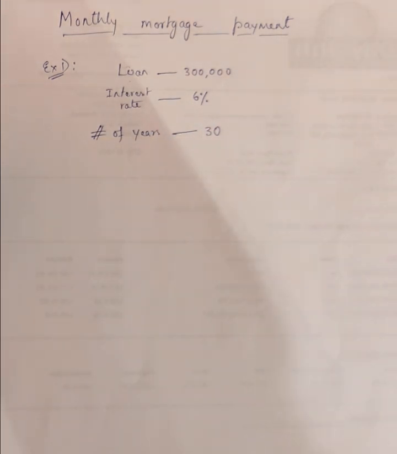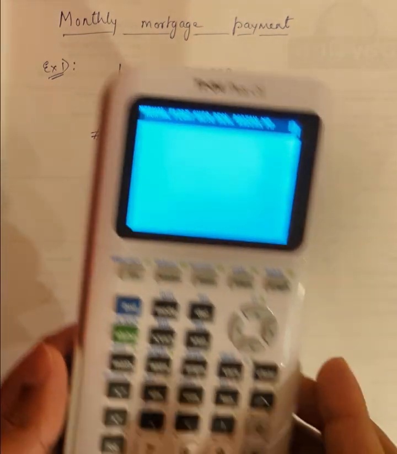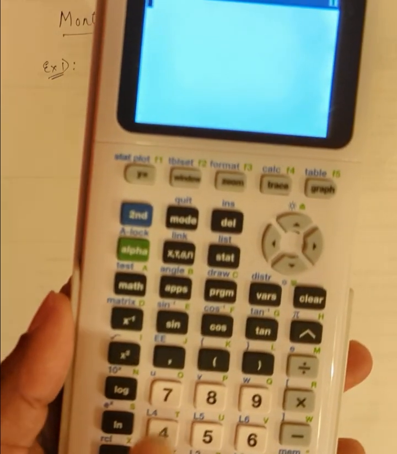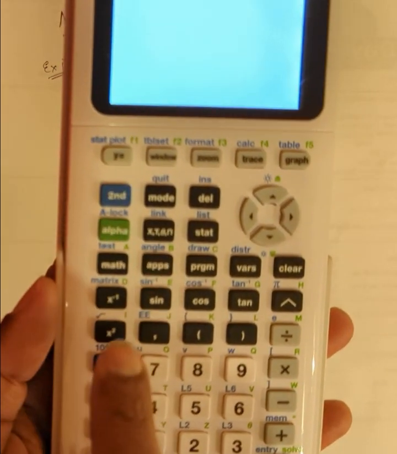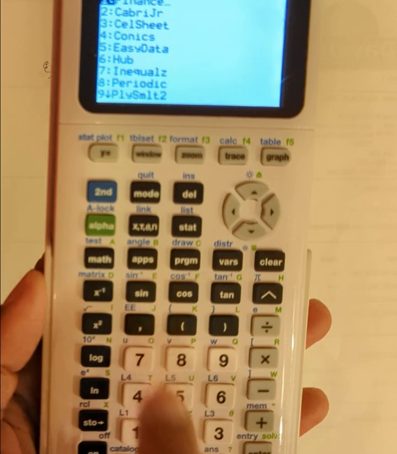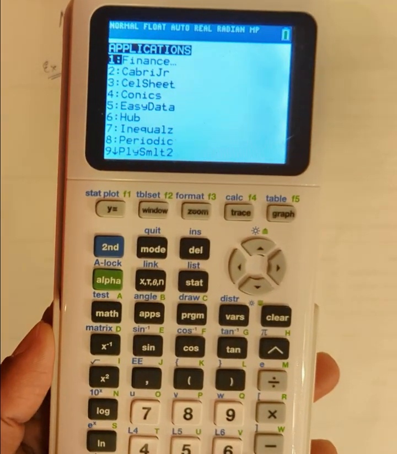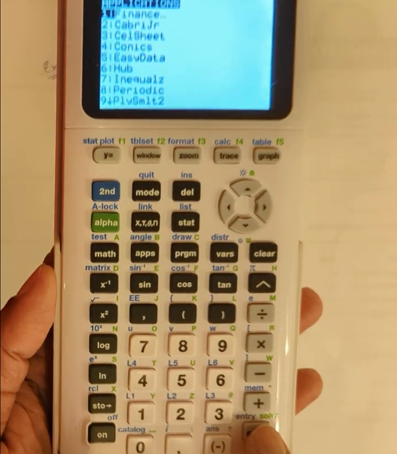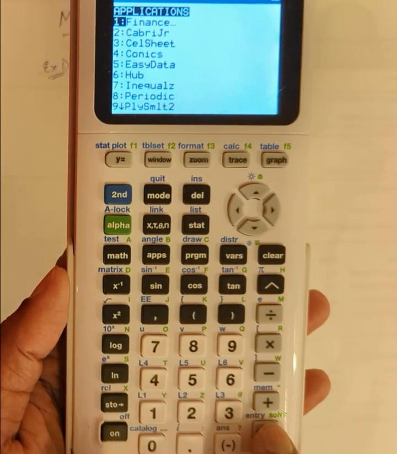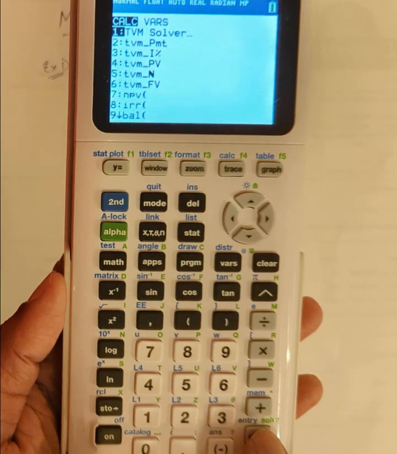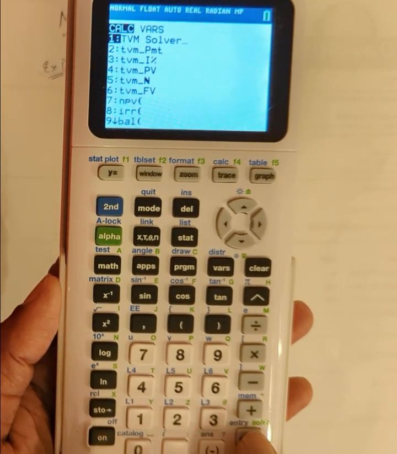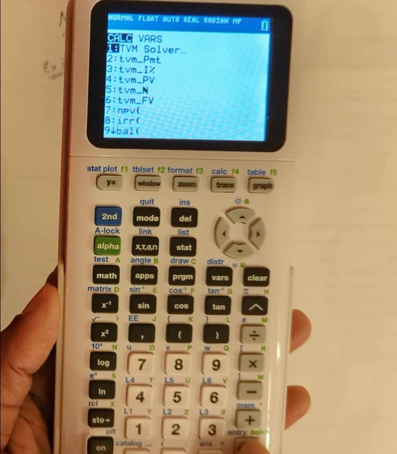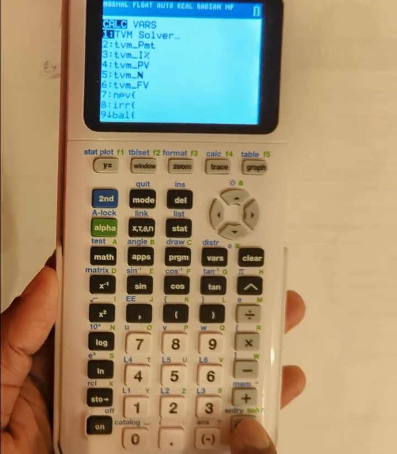So this is what I'm going to do in a graphing calculator. There is a button called apps. I'll go to that, and the very first app I see is finance. Since that's the option I want to choose, I'll hit enter. And the first option is TVM solver. TVM stands for time value of money, and that's what I want.